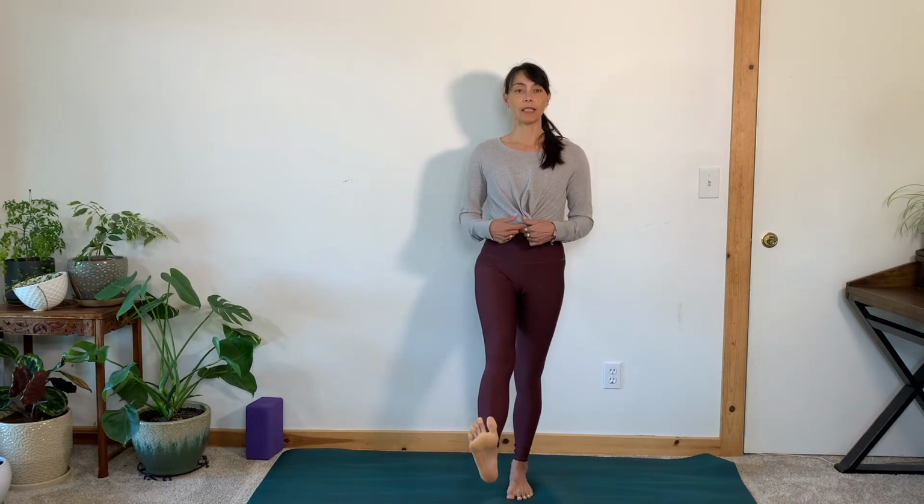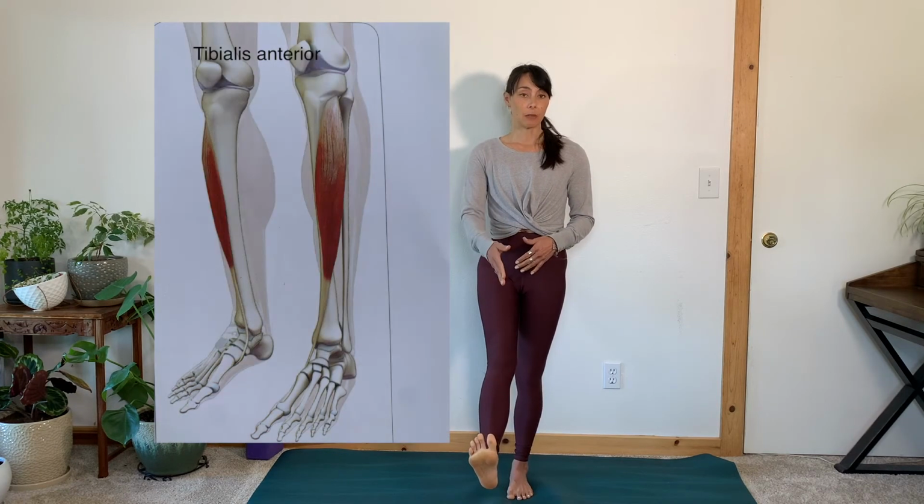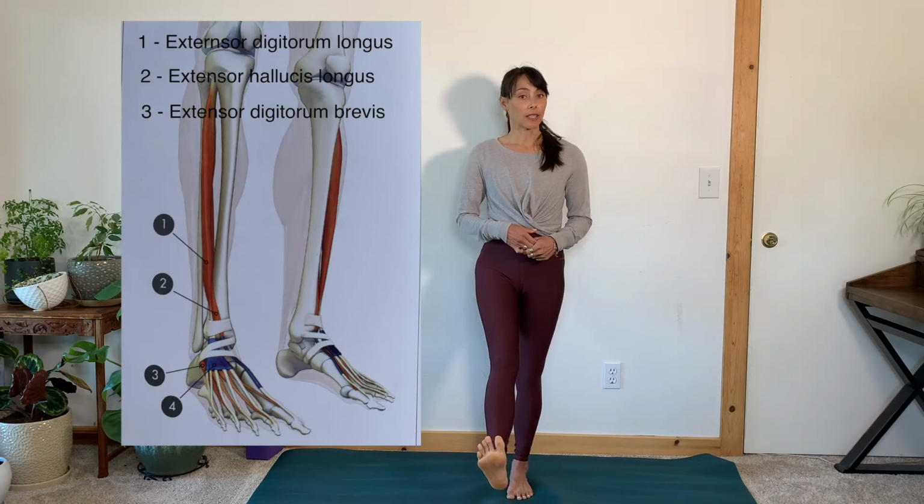Dorsiflexion is where we draw the toes towards the ceiling. And we have the muscles on the anterior part of the leg engaged. Tibialis anterior, extensor hallucis longus, and extensor digitorum longus.